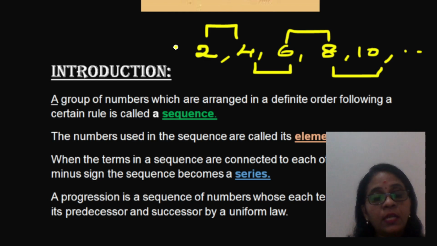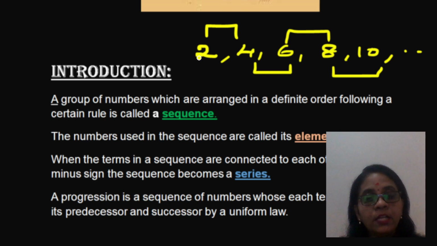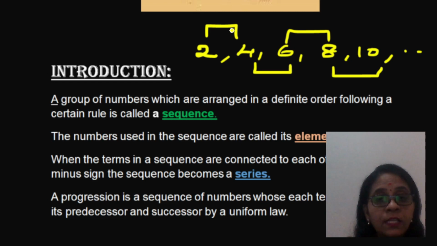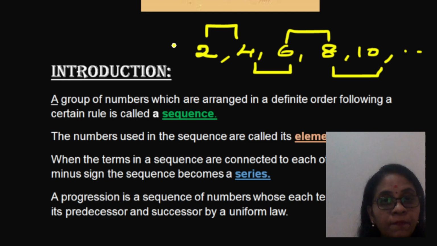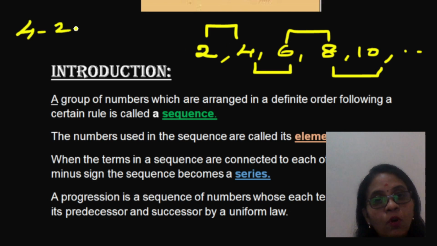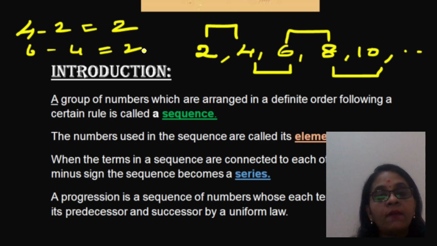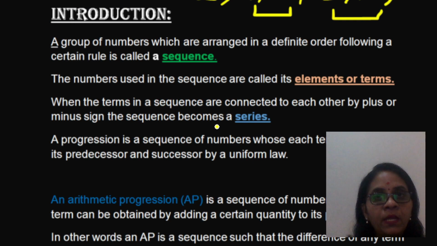So an arithmetic progression is a sequence of numbers in which each term can be obtained by adding a certain quantity to its preceding numbers. In other words, an AP is a sequence such that the difference of any two terms, 4 minus 2 is 2, 6 minus 4 is 2, is uniform, and that uniform difference is called the common difference. What is it called? It is called the common difference.